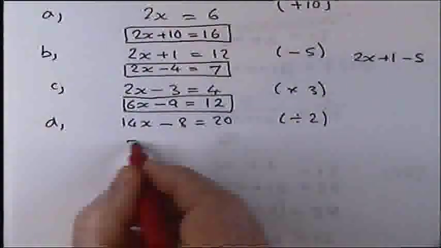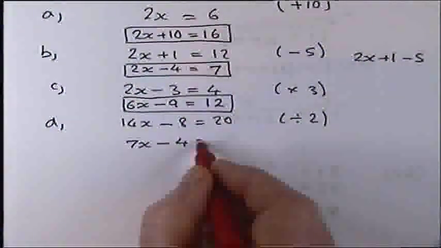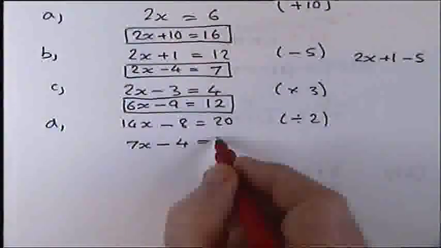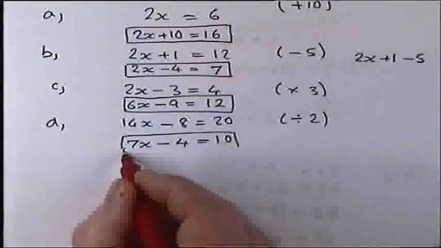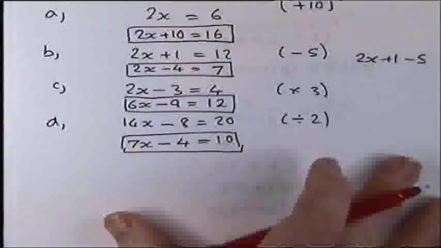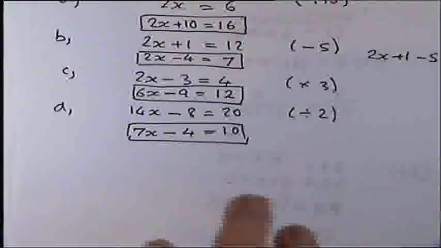Now the last question was to divide by 2. So 14 divided by 2 is 7, but we must also divide the 8 by 2 to get negative 4, or take away 4, and then 20 divided by 2 gives us 10. So if you've got those 4 correct, or if you can see why those 4 now are correct, then you've got the basics that you need in order to solve simpler equations, simple linear equations.